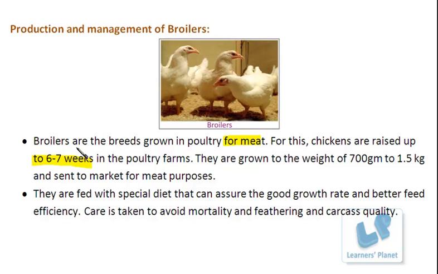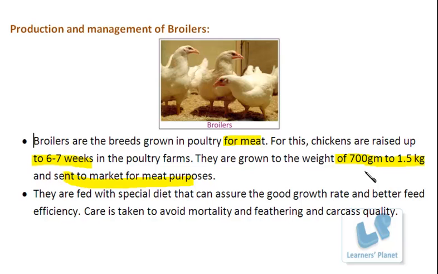And besides this, another aspect which can determine the time period for which the organisms are to be raised in the farms is the weight of the organism. The preferable weight in these organisms is around 700 grams up to 1.5 kg. So in either terms, when the requirement of the user is fulfilled, after that these organisms are sent to the market for meat purposes.